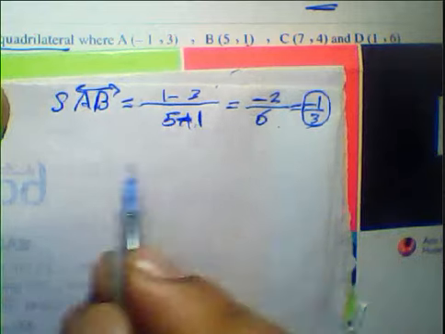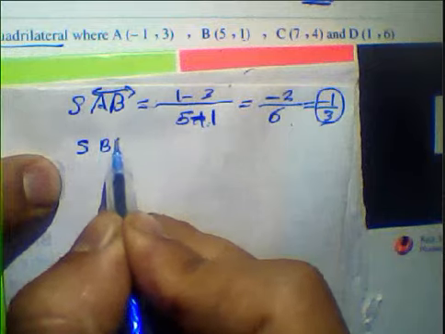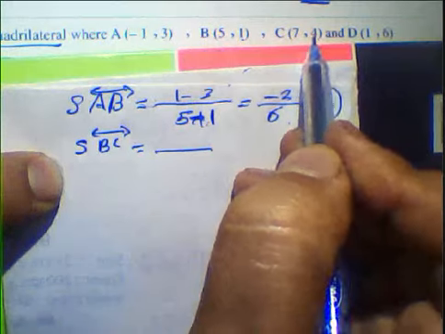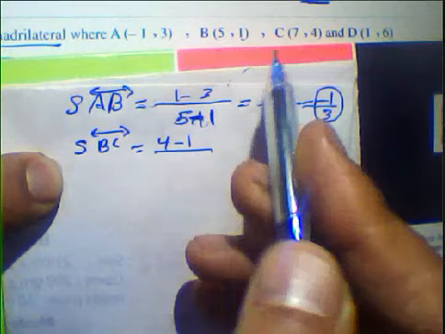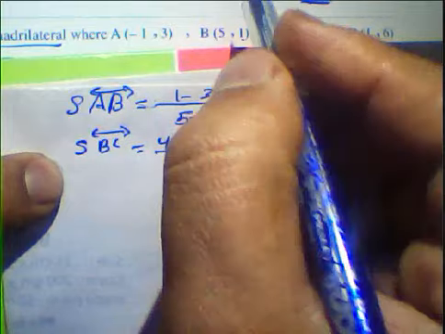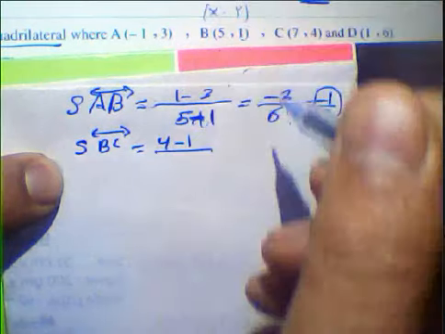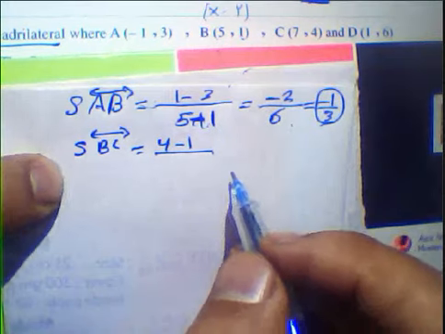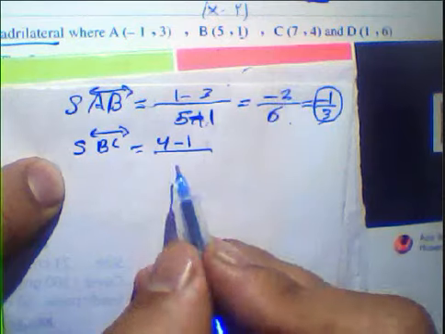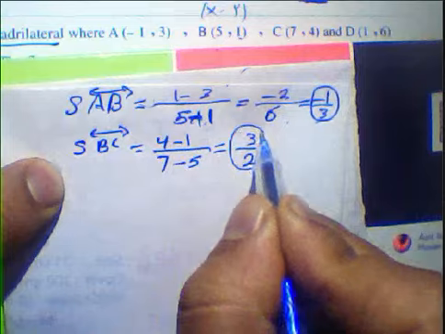Okay, and what about the slope of straight line BC? Look at BC here: 4 minus 1 over 7 minus 5, because of the order, x and y, don't forget, this is the order. So complete with me, understood? I can write 4 minus 1 over 7 minus 5, it will be 3 over 2.